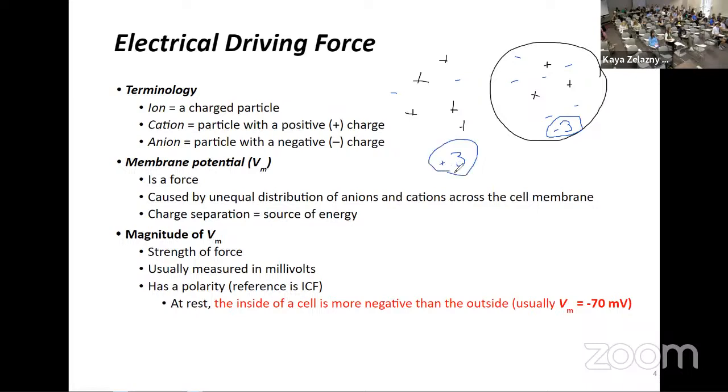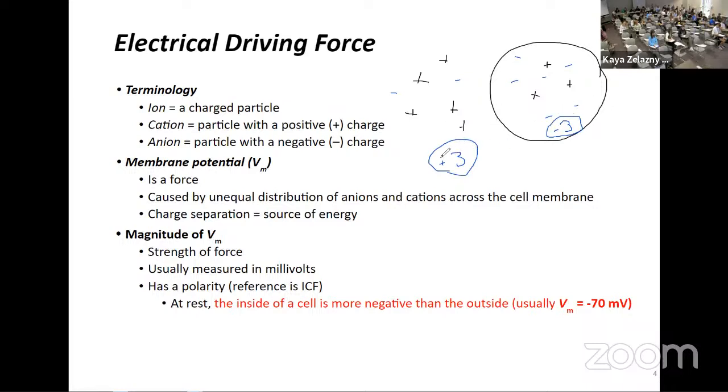creates what we think of as a charge separation. So we have a different charge inside the cell versus outside the cell when we add up all of our ions. And this can be a source of energy because this is a force for movement. Because negative charges attract positive ions, positive charges attract negative ions and repel positive ions. And when we talk about the magnitude of that force, we're referring to its strength. So really we're referring to how big that separation is.